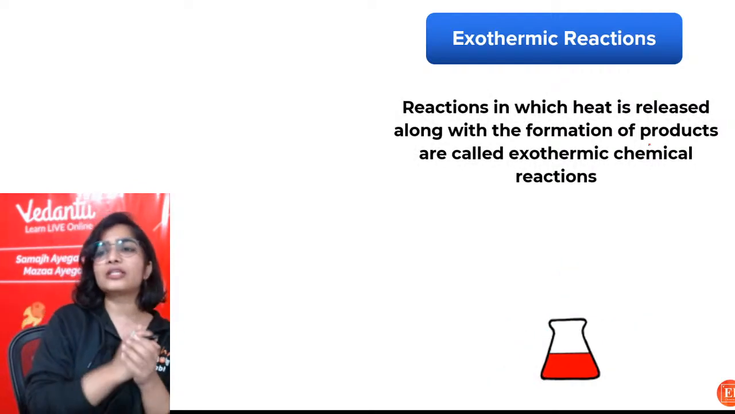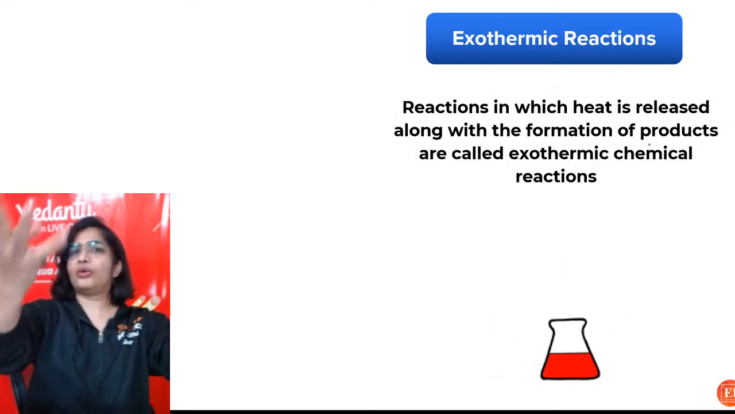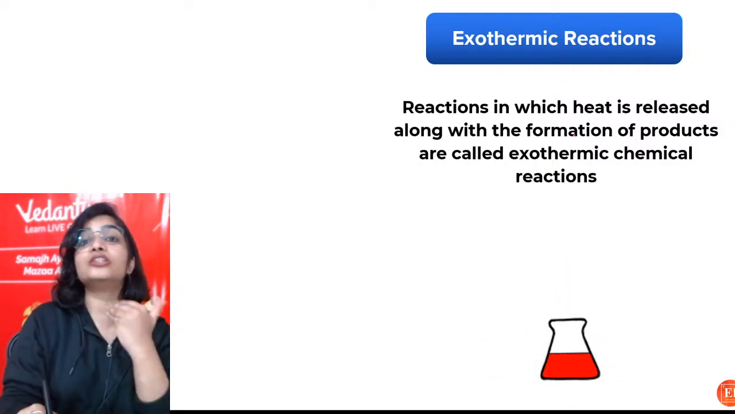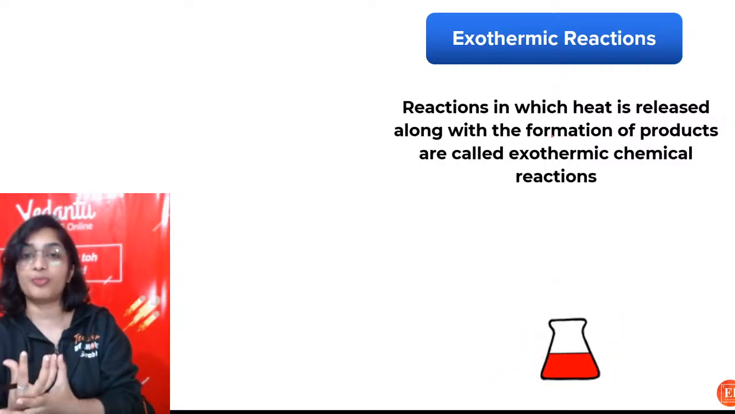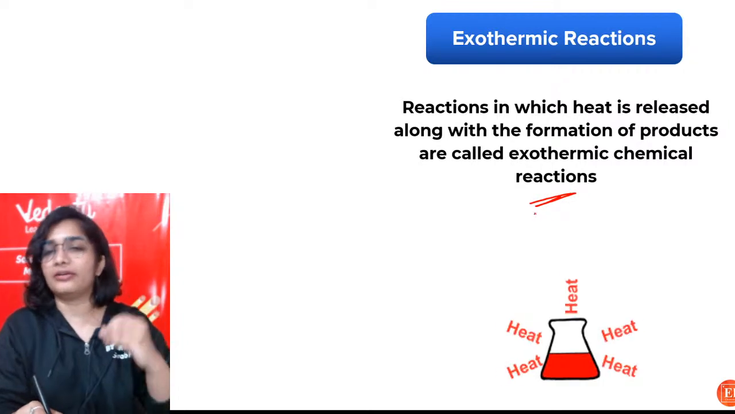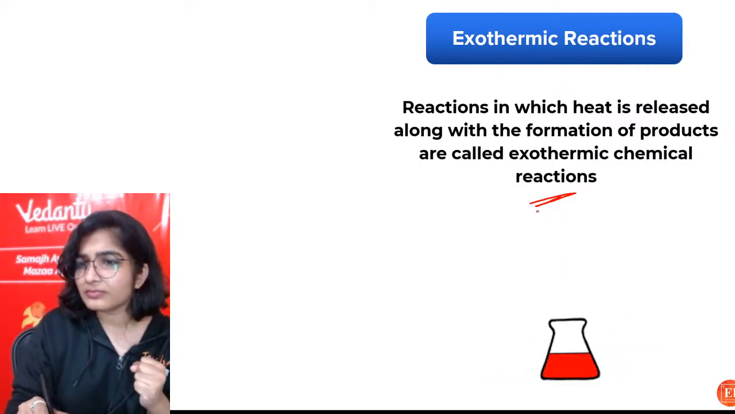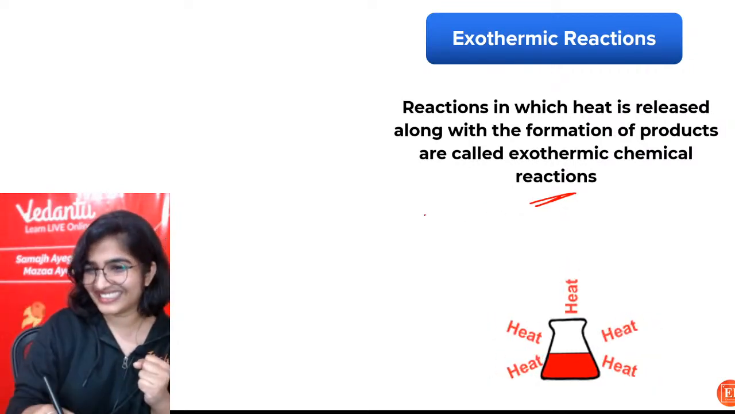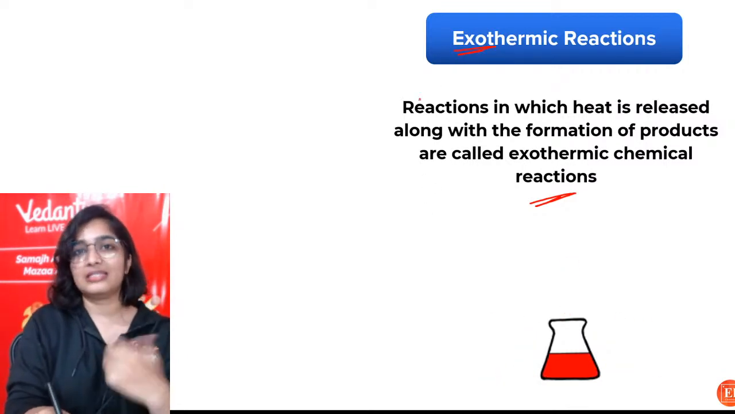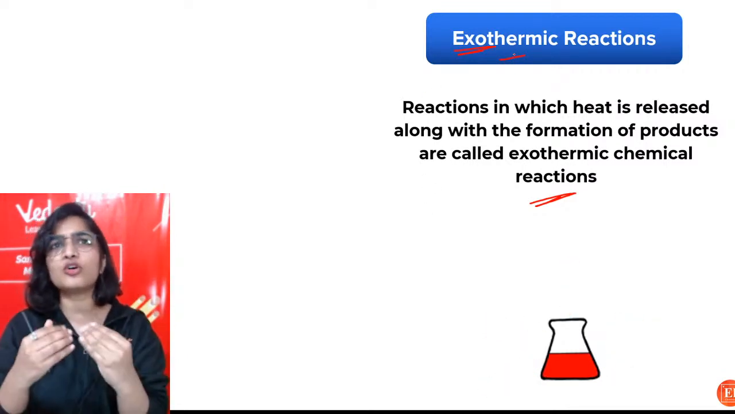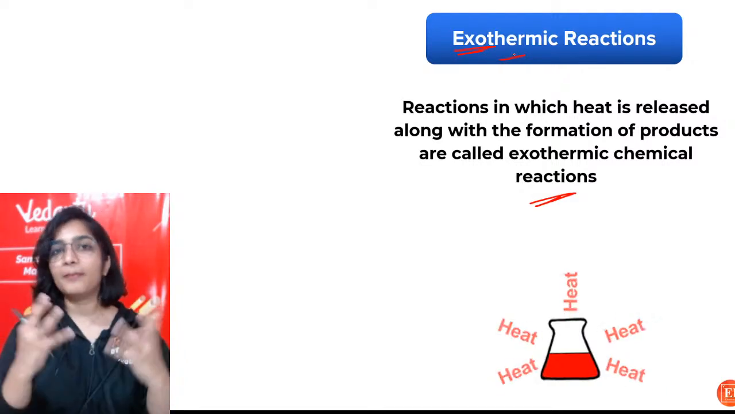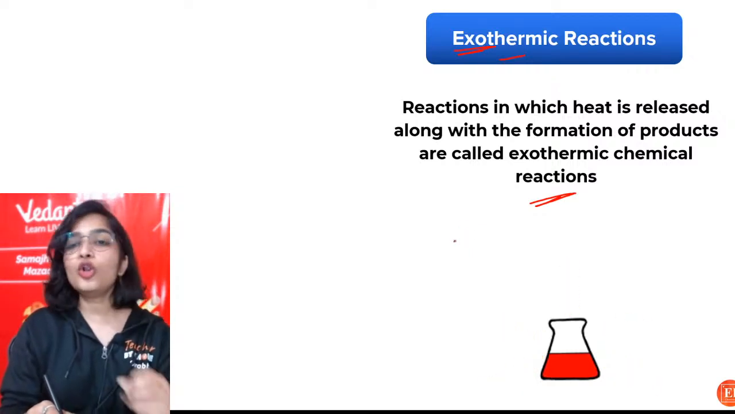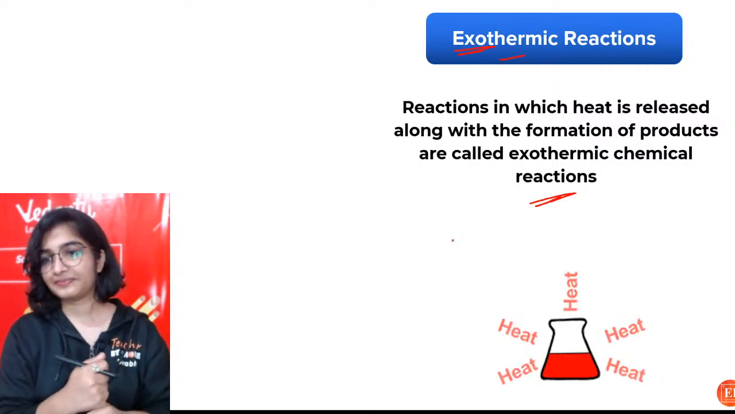Now the next reaction is the exothermic reaction. So what is this exo? Exo is out, right? Exothermic reaction. The reactions in which heat energy is released along with the formation of products are called exothermic chemical reactions. Exo is out, therm is heat energy. Of course, sometimes light energy is also released, but our main focus will be on the heat energy. Not always, but in a combination reaction, yes.